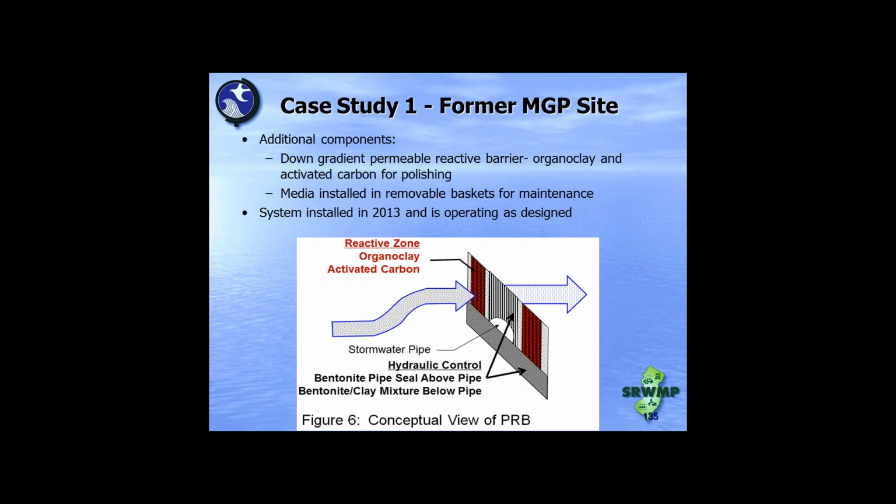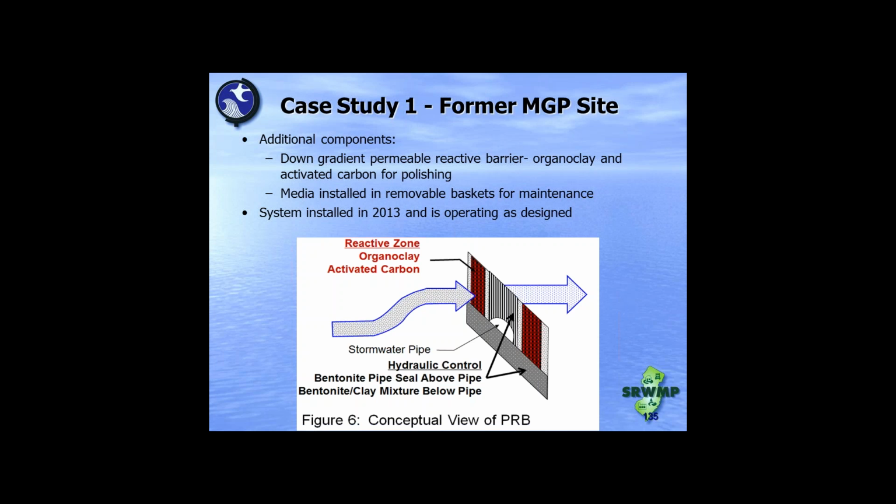And then on the down gradient end, also dealing with this issue of potential for LNAPL to travel past the pipe or along the pipe, there was a reactive barrier installed. In this case, there were seals placed above and below the pipe, and then an area where an organoclay and activated carbon media was used. And again, water flow is encouraged through that area, and contaminants could be sorbed by that material.